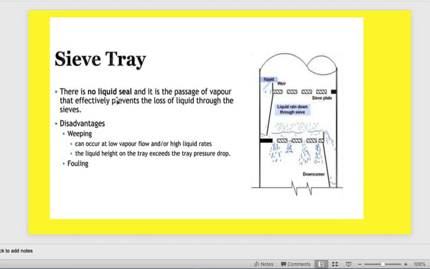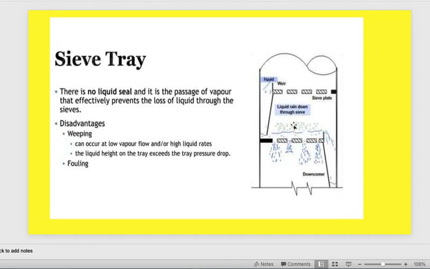There is no liquid seal, and it is the passage of the vapor that effectively prevents the loss of liquid through the sieve. Disadvantage: weeping. What do we mean by weeping? This means that you have a higher liquid load, the tower flooding or something like that.